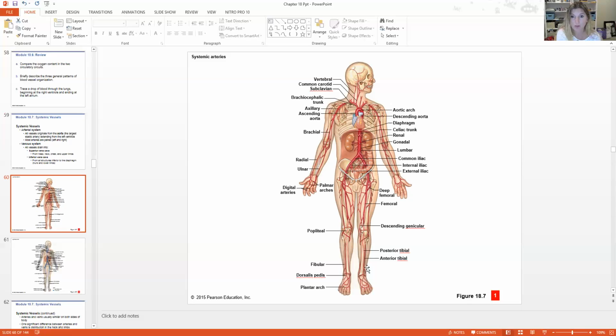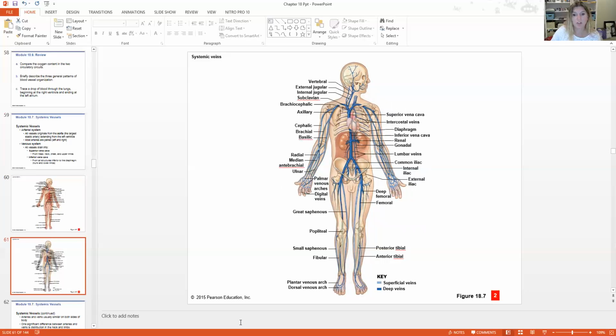On your lab practicals, you'll obviously have to identify these. On your lab quizzes and lecture exams, I'm not going to give you diagrams, but I may ask you specific questions about different vessels in the body. So for instance, I might say so-and-so had an injury to this part of the body, name the blood vessels in that area, right? And then you have to come up with the vessels that are within that area. Same thing with the veins. They do the same thing. They're just bringing the blood back up to the heart.